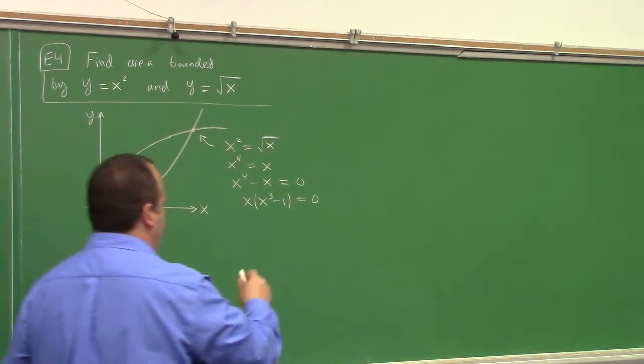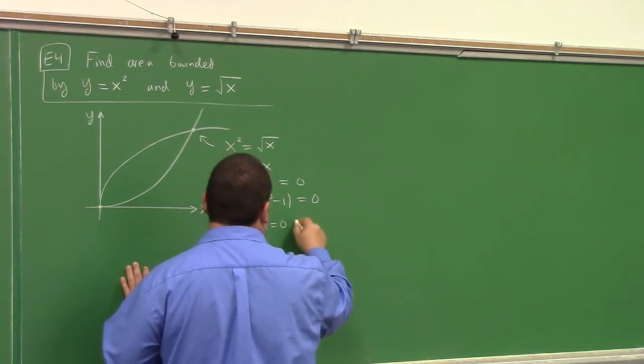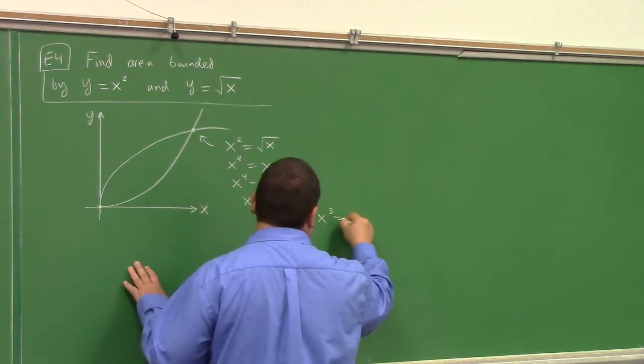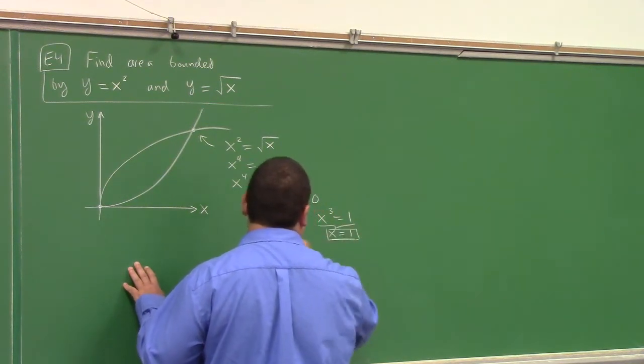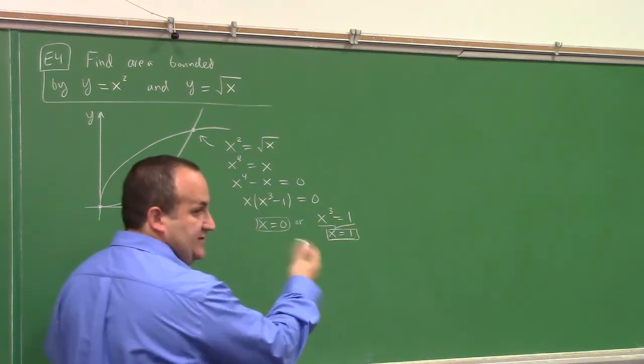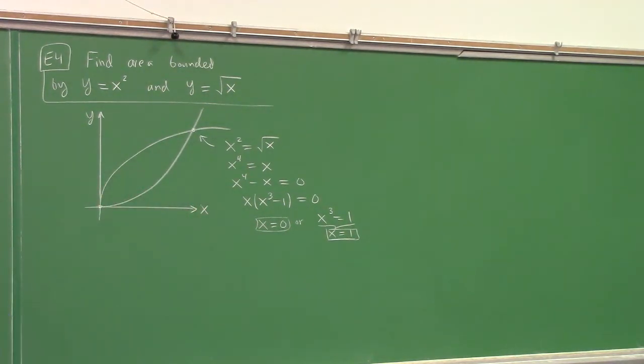So this either gives us x equals 0 or x cubed equal to 1, which has solution x equals 1, right? So those are the only 2 points of intersection. It really is just that.